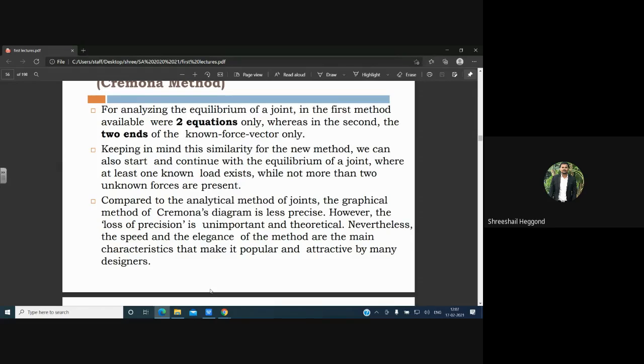Okay. Compared to the analytical method of joints, the graphical method of Cremona diagram is less precise, however the loss of precision is unimportant and theoretical. Nevertheless, the speed and the elegance of the method are the main characteristics that make it popular and attractive to many designers, whereas the graphical method may give you less precise values.